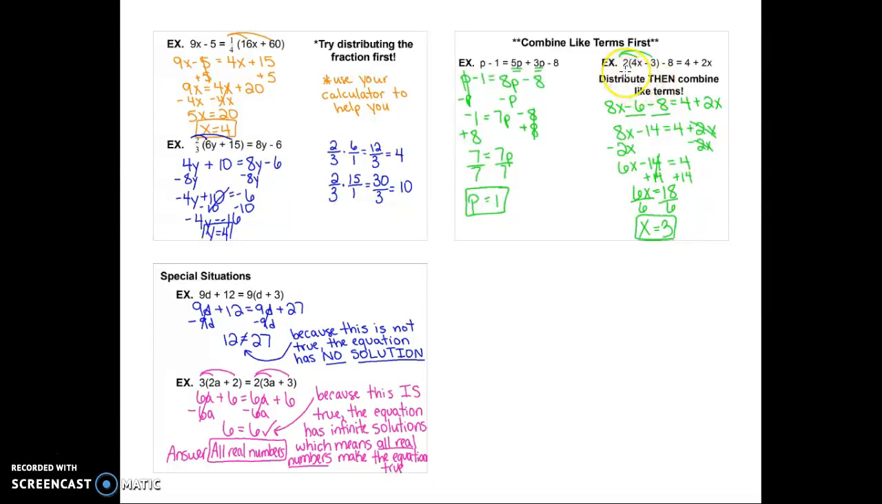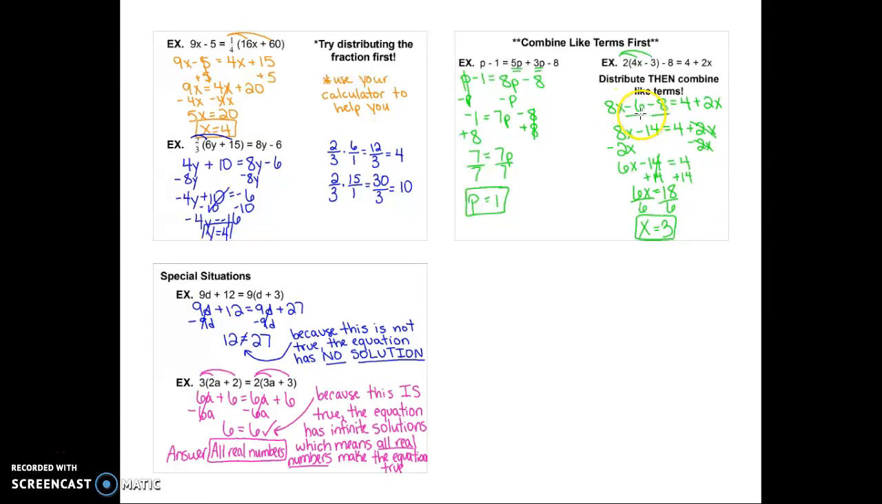Okay, second example here. Now in this case, we've got parentheses here. So it's going to be similar to our 2 previous examples. I first need to distribute this 2 into that parentheses. So 2 times 4x is 8x. 2 times -3 is a -6. Be very careful. There was still this minus 8 after the parentheses. Make sure you carry that down. Then 4 plus 2x gets carried down on the right side of your equal sign.